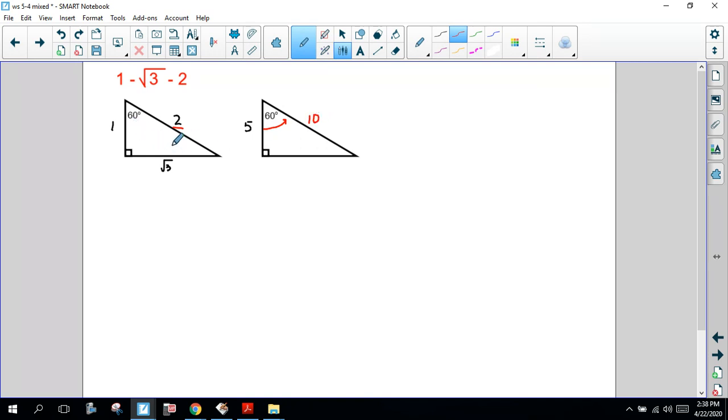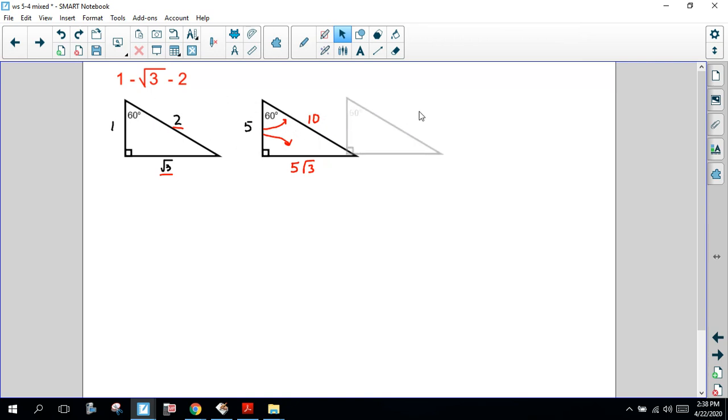Likewise, to find the long leg, I've got to decide, what do I do? Well, the key number is radical 3, because once again, 1 doesn't do anything. It's getting bigger going from the short leg to the long leg. So as it gets bigger, we multiply. And since the key number is radical 3, I take that side length of 5 and multiply by radical 3.